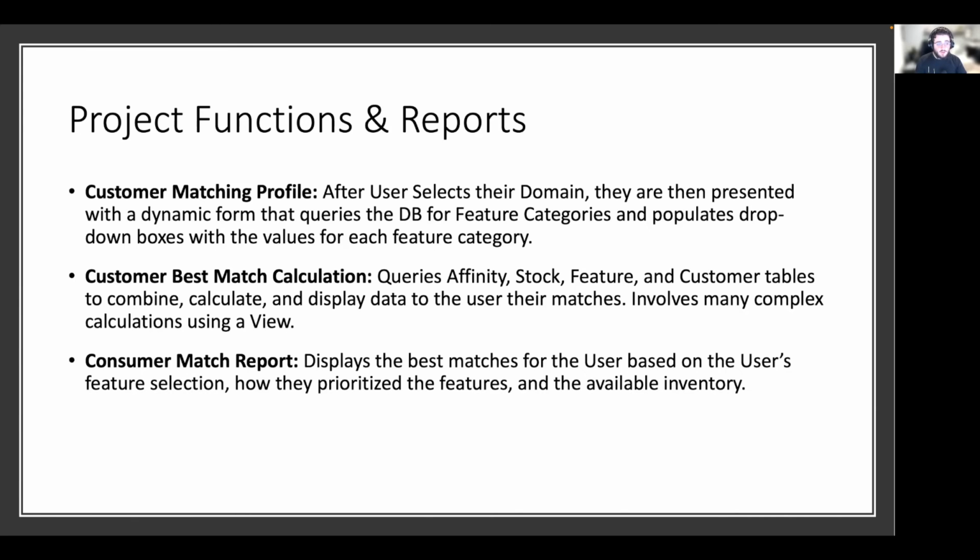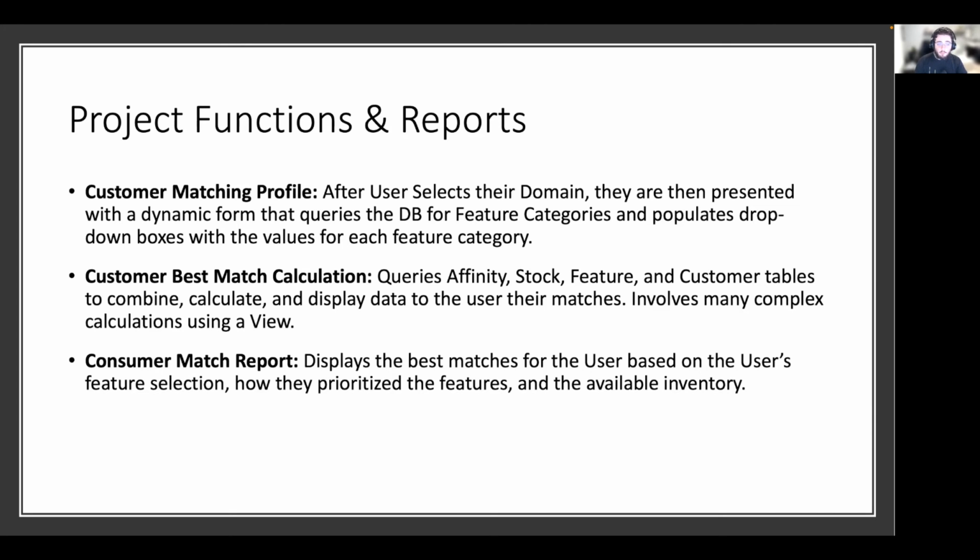The next feature is customer best match calculation. Now this is also more of a report, but this feeds into the main report. It queries affinity, stock, feature, and customer tables to combine, calculate, and display data to the user with what their matches are. This involves many complex calculations, including the view we just showed you earlier that computes affinity.